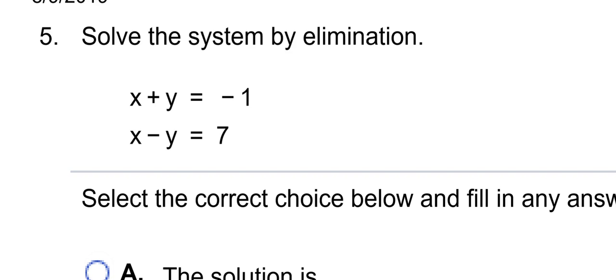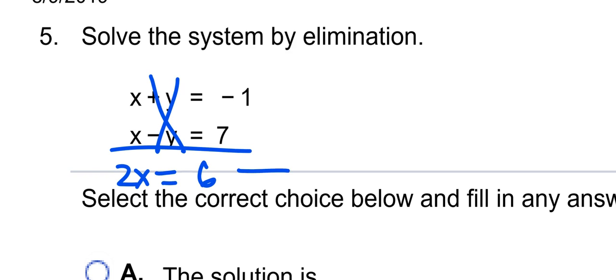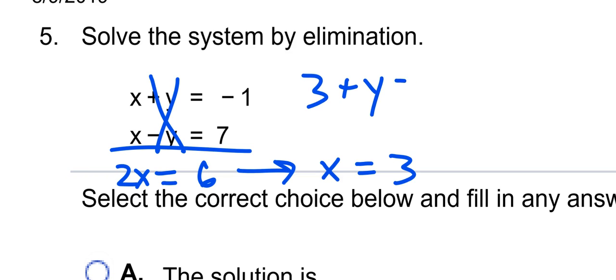Here's my question to you right now, can you add these two equations together and get rid of one of the variables right now? Yes. That is why this is an easy one to start with, because those two get eliminated, and I'm left with 2x equals 6. What does x equal? Not 4. 3. There we go. And then I can pick one of the equations and plug it back into, so I could have 3 plus y equals negative 1.